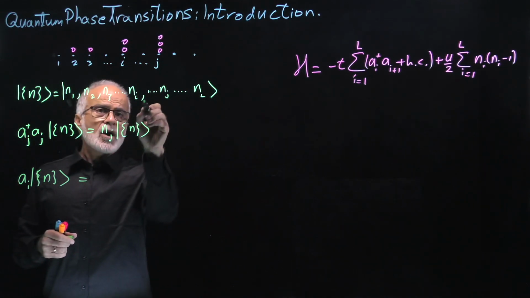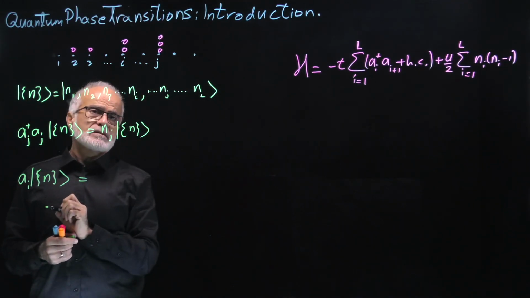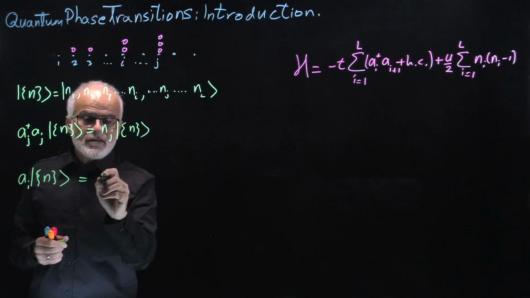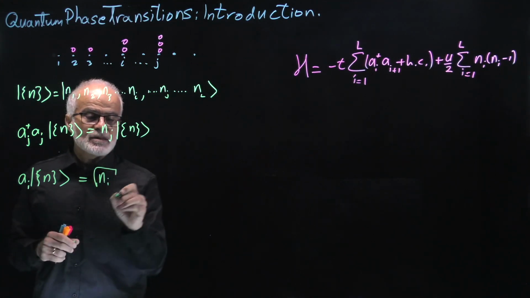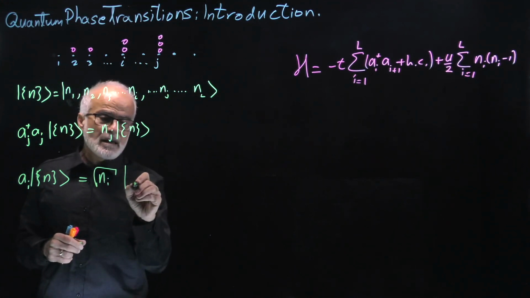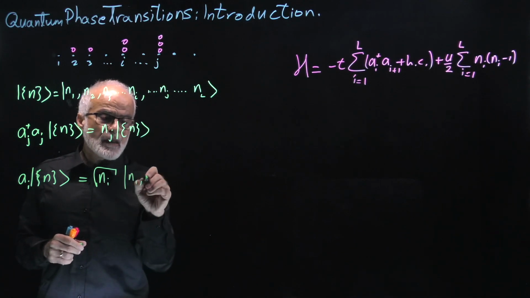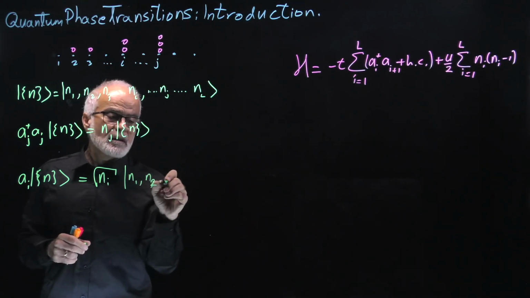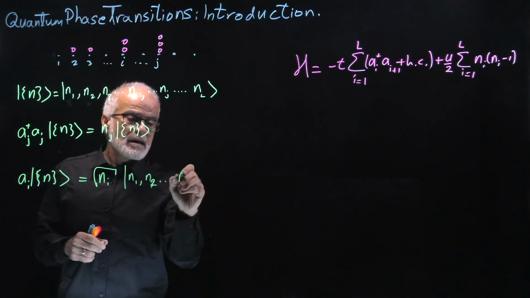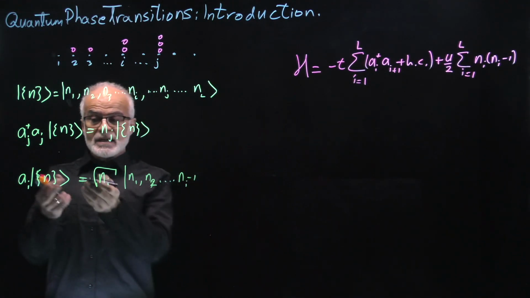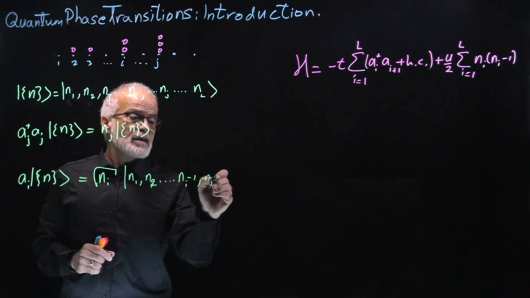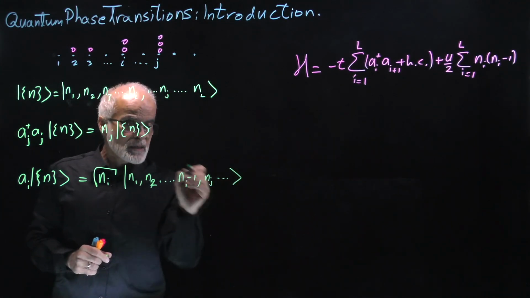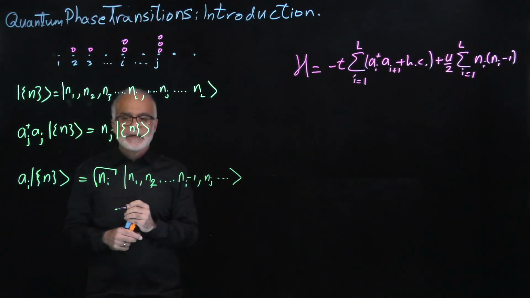a_i will act only on this site. So that will give me square root of n_i, it is a normalization, times the state n_1, n_2, n_i minus 1, because I destroyed a particle on site i, n_j, etc. Nothing else changes, but only one particle is destroyed here.